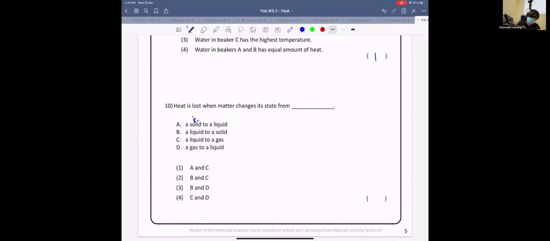Ice. Liquid is water. Ice turned into water is called what? Melting. Yeah, melting. So heat is lost when ice melts. Ice needs to lose heat when it melts. True or false?